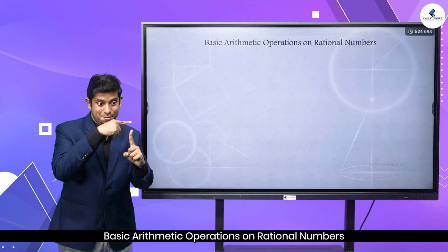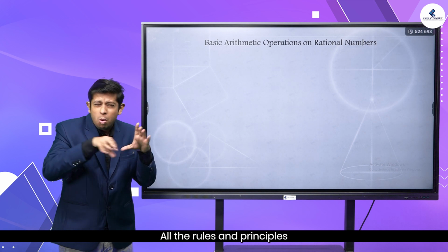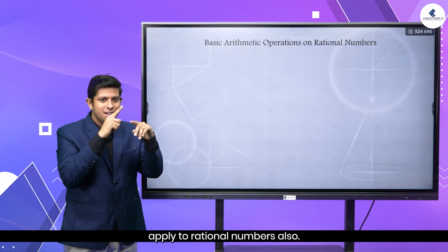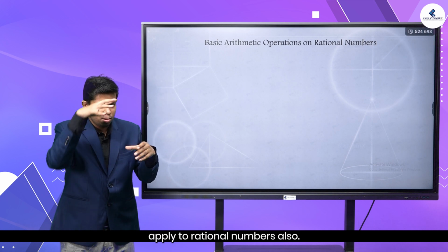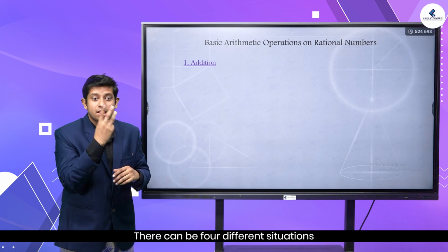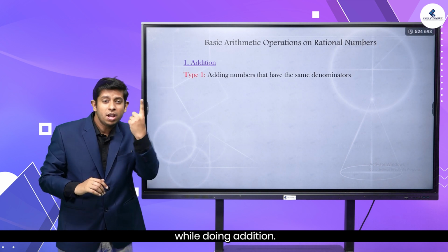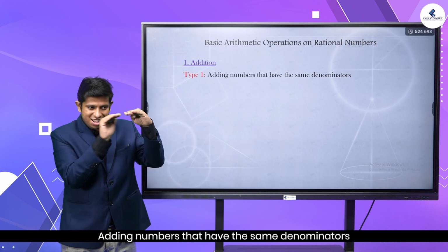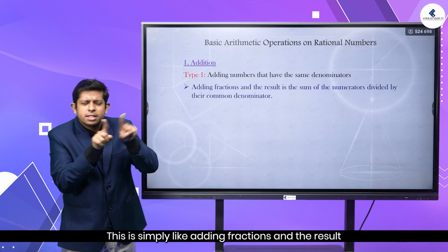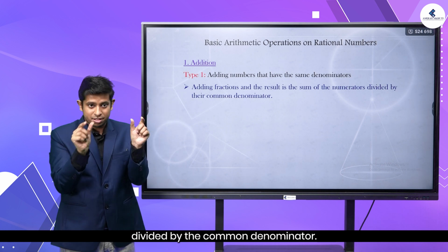Basic arithmetic operations on rational numbers. All the rules and principles that govern fractions in basic operations apply to rational numbers also. Addition. There can be 4 different situations while doing addition. Type 1. Adding numbers that have the same denominators. This is simply like adding fractions, and the result is the sum of the numerators divided by their common denominator.